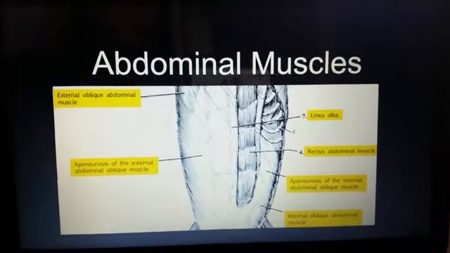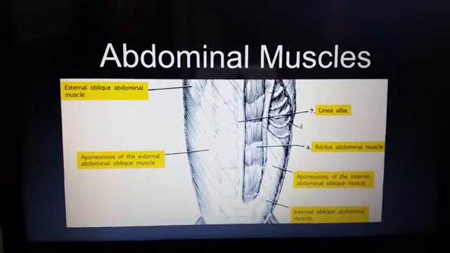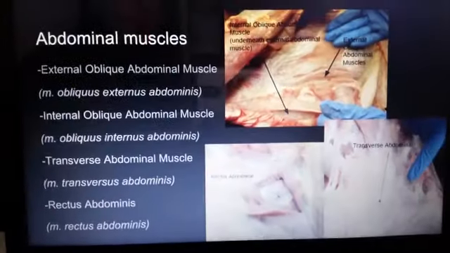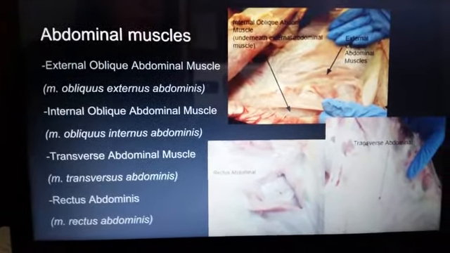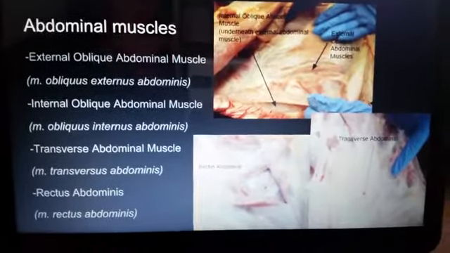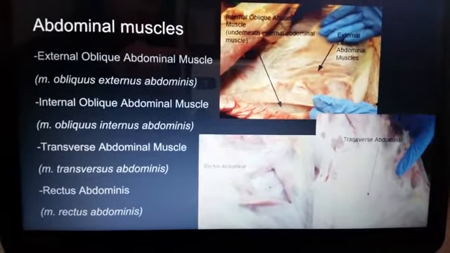So the first part is the abdominal muscles. And there are 4 major abdominal muscles that we need to look at. The external oblique abdominal muscles, the internal oblique abdominal muscles, the transverse abdominal muscles, and the rectus abdominis.